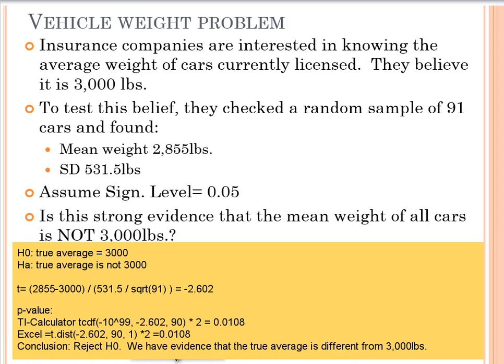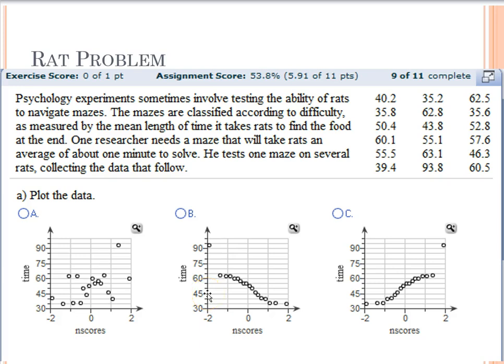Now, we're not saying what we think the true average is, but we have evidence that it's definitely not 3,000 pounds. The second problem we're going to look at is rats in a maze.